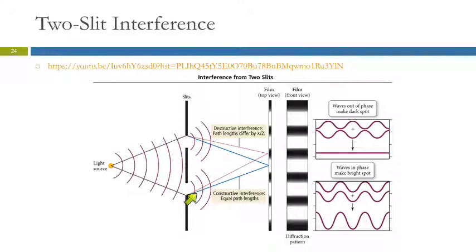These waves are in phase because they came from the same source. So as they interact with each other, we're going to get destructive interference and constructive interference. And so what we observe at some distance away is a pattern of light and dark spots. So it's bright here where we've got constructive interference and dark where there's destructive interference.